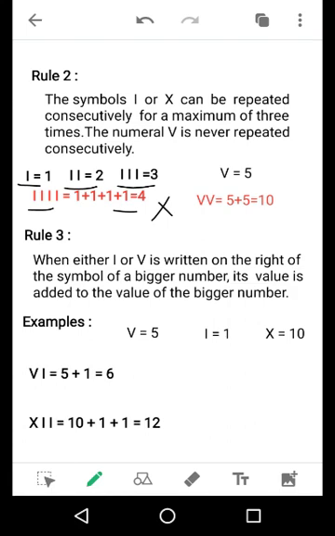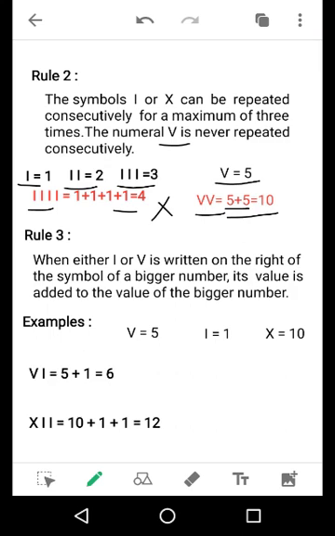Now see the special point of this rule. The numeral V is never repeated consecutively. V represents 5. So if we write V V equal to 5 plus 5 equal to 10, it will be wrong, because 5 plus 5, that is 10, is not written this way in Roman numerals. We already have a symbol X for 10. We have to be very clear that we can never repeat V in Roman numerals.